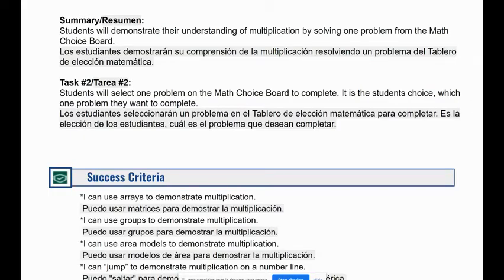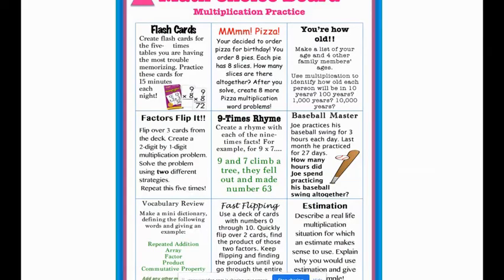For Task 2, students will demonstrate their understanding of multiplication by solving one math problem from the Math Choice board. To be successful with this task, students will use arrays, groups, area models, and jumps to demonstrate multiplication. For Task 2, students are given 9 activities on the Math Choice board. They may choose one activity to complete. The following video will help give information to solve the activity.